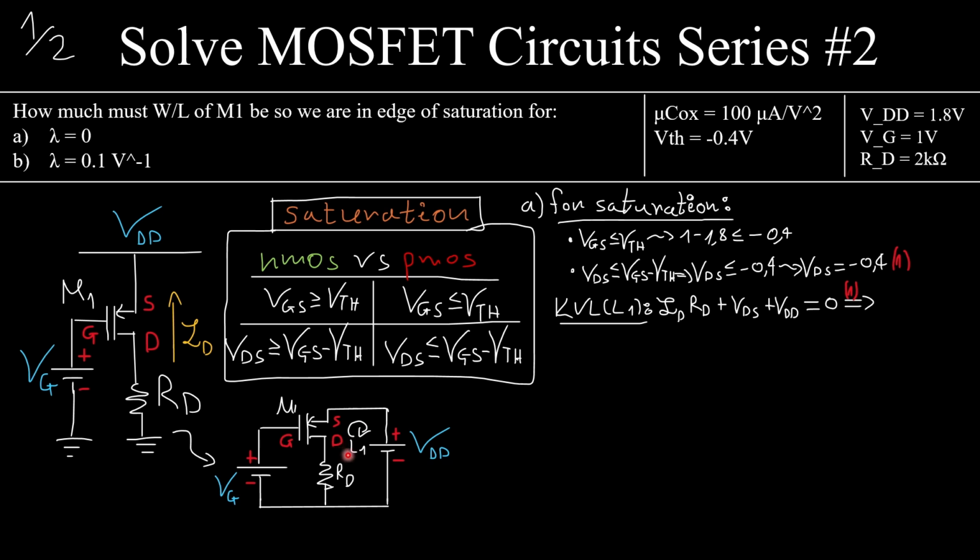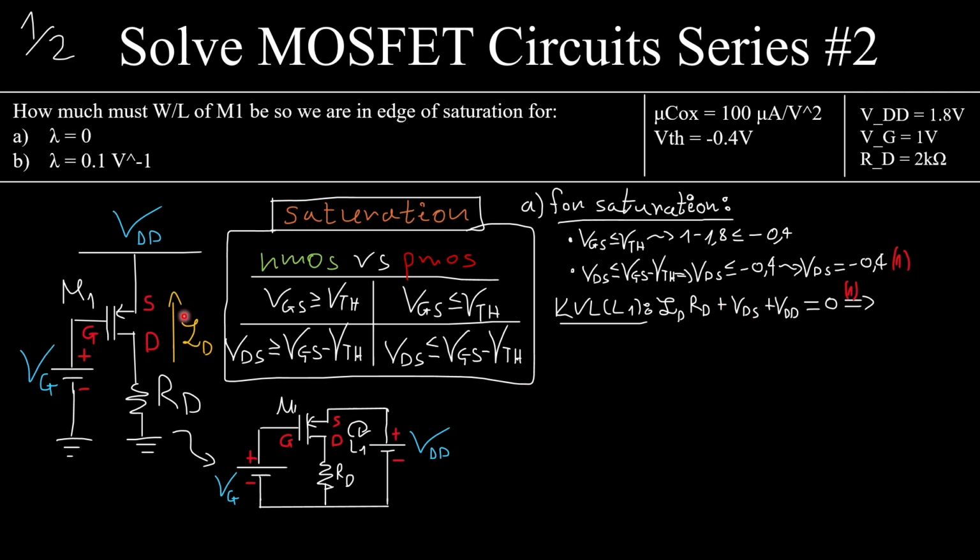Now, I have named this loop over here as loop 1. And so I can now do what's known as a KVL on this loop. I will do this KVL. Why? Because I want a relationship between this voltage here, VDS, and something else in the system that I know how to measure. So let's say it from the beginning.